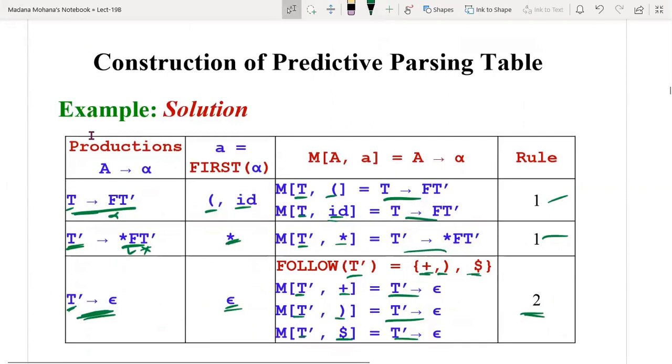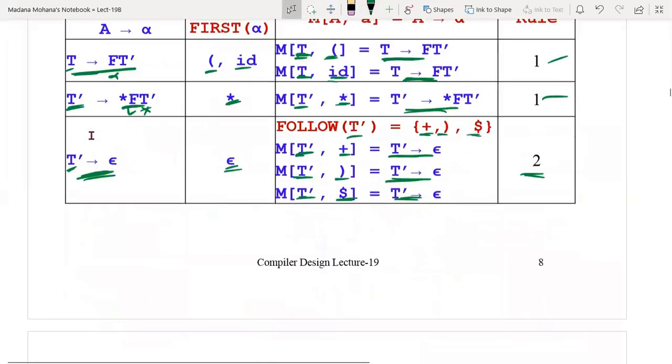Then similarly, T on left parenthesis, add T derives FT dash. T on ID, add T derives FT dash. T dash on star, add T dash derives star FT dash. Then T dash on plus, add T dash derives null. Then T dash on right parenthesis, add T dash derives null. Then T dash on dollar, add T dash derives null production.